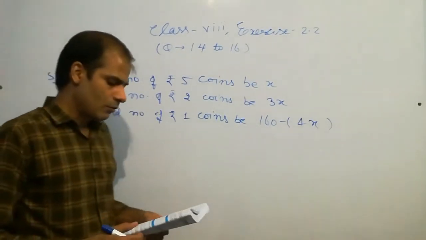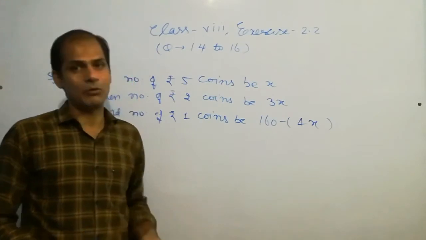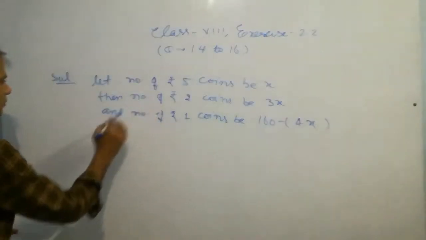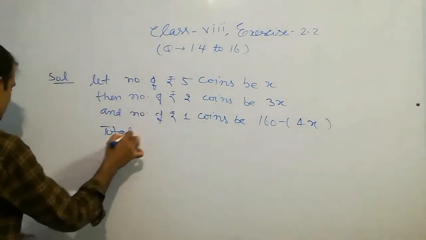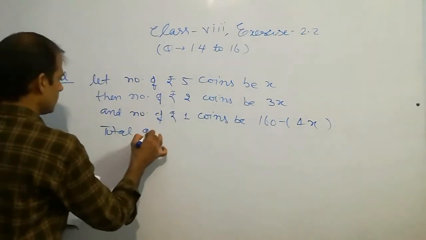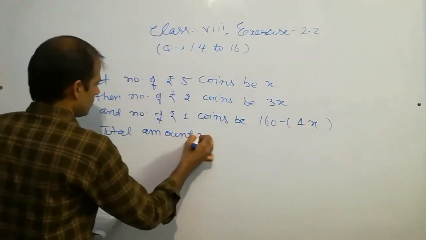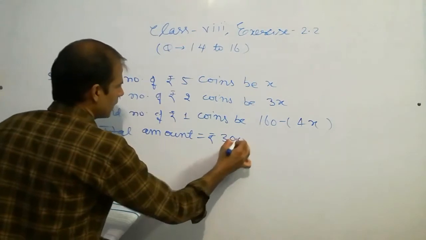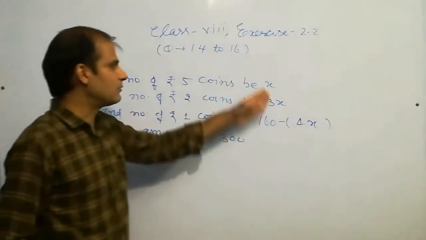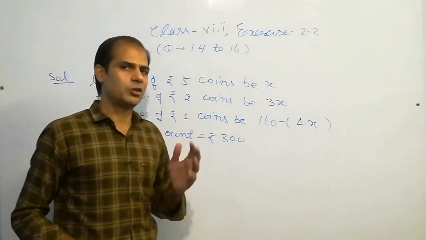Now what is the total amount? It is given that 300. So we write the total amount is rupees 300. So from this information, how can we calculate the total amount?